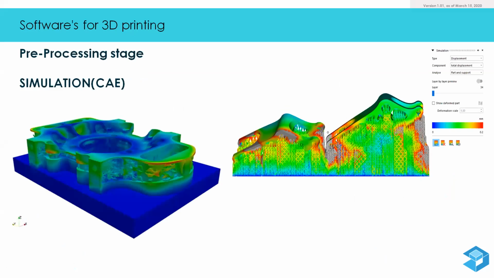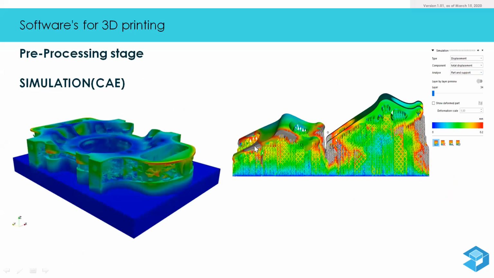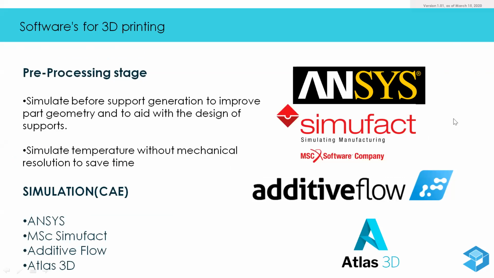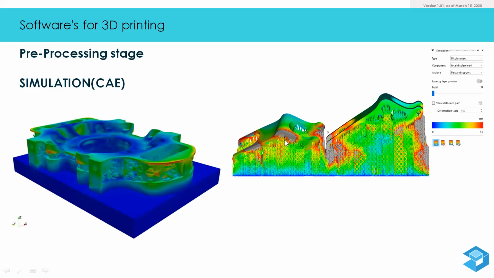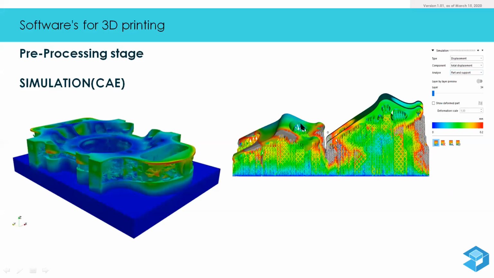Over here, you can see this GIF image. This is a simulation being done in this software, Simufact. You can see this region marked in red. You actually require supports in that structure so that the part does not fall off due to gravity. This is another simulation. Certain red regions, you'd want to avoid.